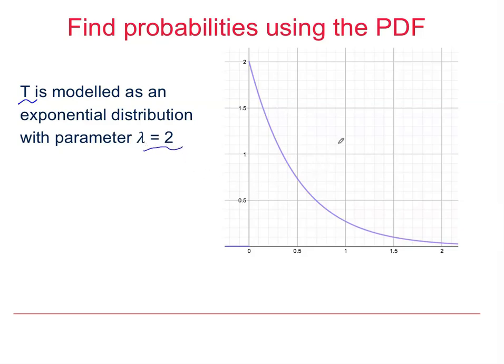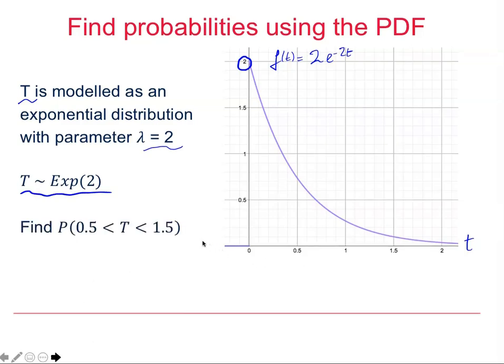On the right hand side we have the graph of the PDF, and the variable in question is t, and the PDF itself is going to be 2e to the minus 2t. Now what we should note is that the intercept with the vertical axis there is 2. Here's our notation: T is distributed according to the exponential distribution with parameter 2.